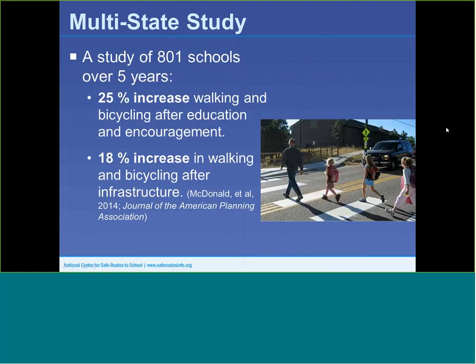So Noreen McDonald, many of you might know her work. She's here at UNC, and she had looked at what we understand to be at least the most comprehensive kind of travel mode study to school that we've seen yet. Looked at 801 schools over 5 years and saw these increases after the different programming efforts. And what I failed to include here actually was that with a combined effort, a more comprehensive approach, they saw a 31% increase on average in walking and biking. Next slide, please.